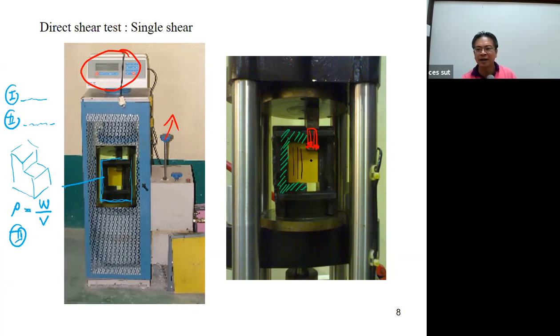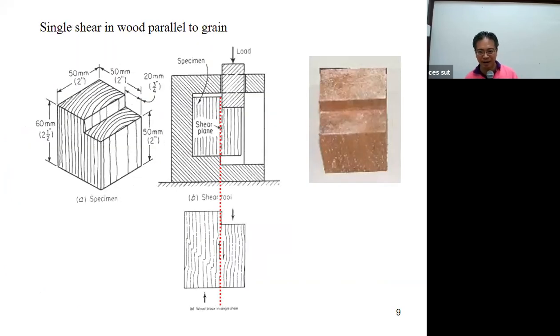The failure usually occurs since the grain is in this direction. Most of the time, the crack will occur like this. And then for the next step, you just notice the failure, and then you determine the area of the crack. Then you can find tau equal to P max divided by the area. That is going to be very easy to determine.